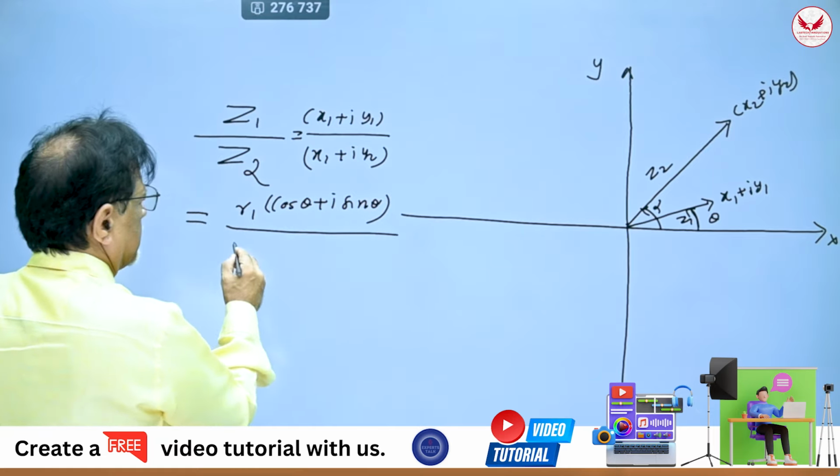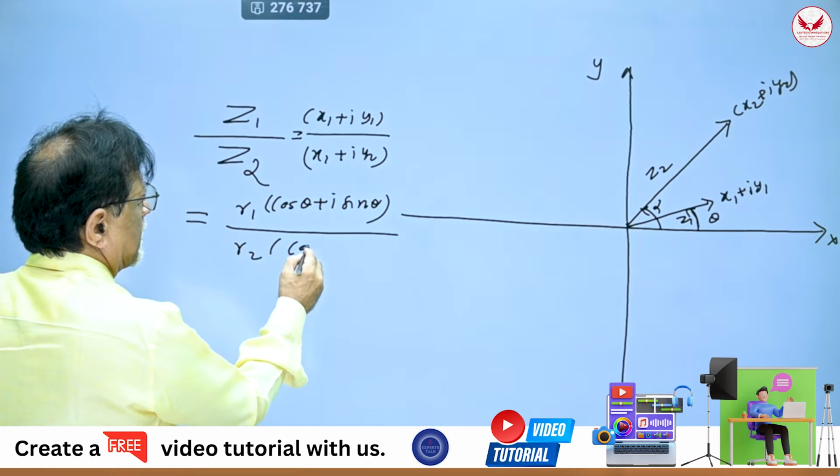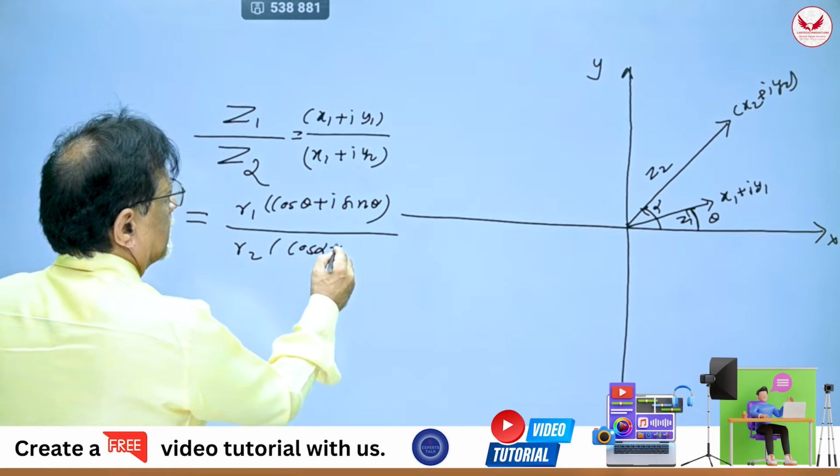This will be R2 cos alpha plus i sin alpha. The diagram I have drawn is making it very clear. So this will be equal to what? I told you that this will be R1 upon R2. These are real numbers, so let us keep it separately and take this division separately now. What is it? Cos theta plus i sin theta divided by cos alpha plus i sin alpha.